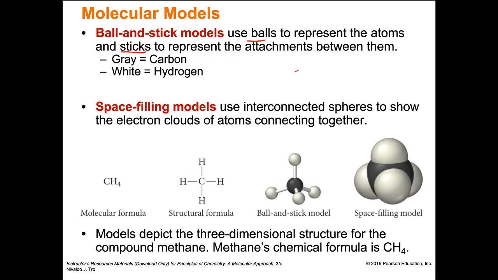More than likely you're going to see gray as carbon. Sometimes they're closer to black than gray, but one of those two shades will represent carbon. And then the white is almost always hydrogen. This is common throughout chemistry. So if I showed this model to another chemist in another country, they would most likely know what I was talking about.